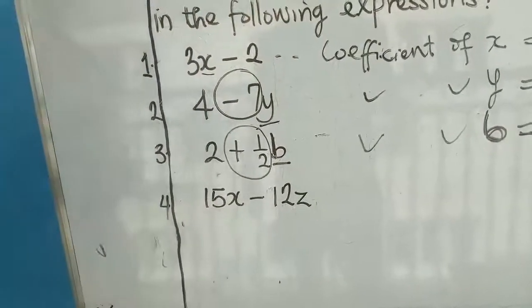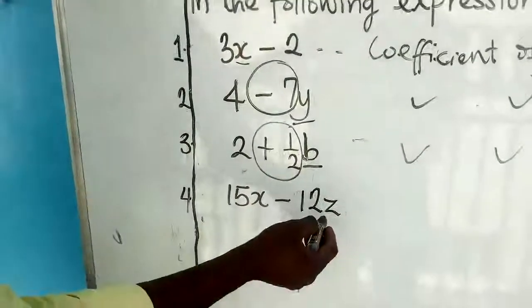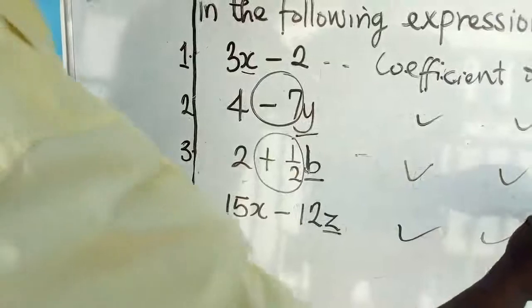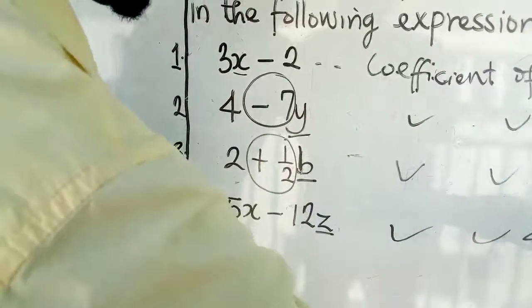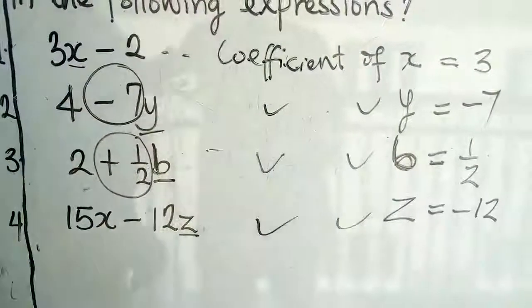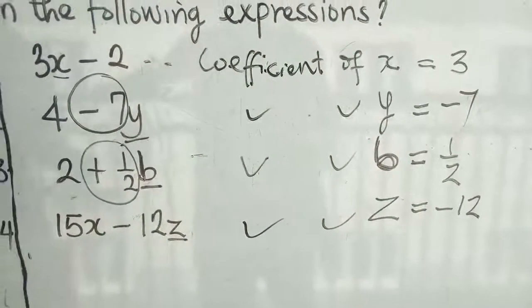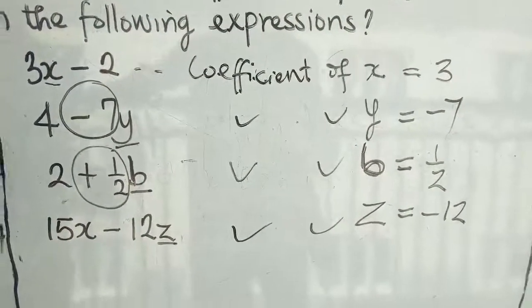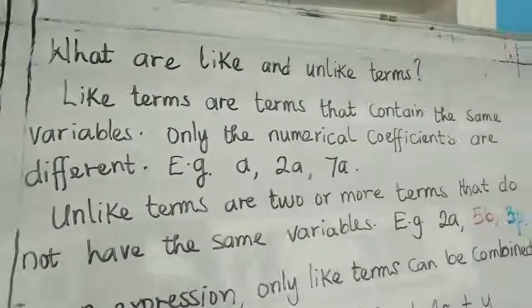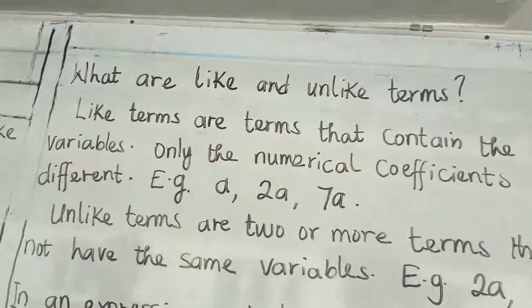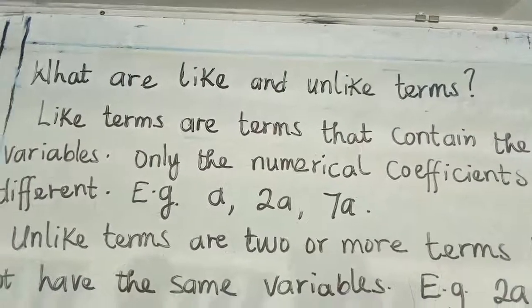Number 4, the coefficient of the variable z here is minus 12. Now you know what a variable is, and you know what a coefficient is. Now, to our topic for the day. What are like and unlike terms?